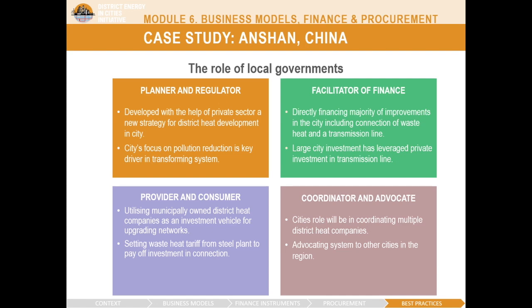As provider and consumer, Anshan local government is utilizing municipally owned district heat companies as an investment vehicle for upgrading networks. It is also setting waste heat tariff from steel plant to pay off investments. As coordinator and advocate, the city will be coordinating the operation of multiple district heating companies and will advocate to other cities in the region.